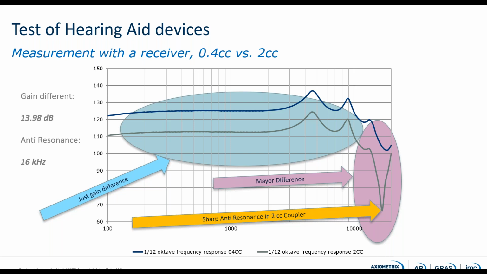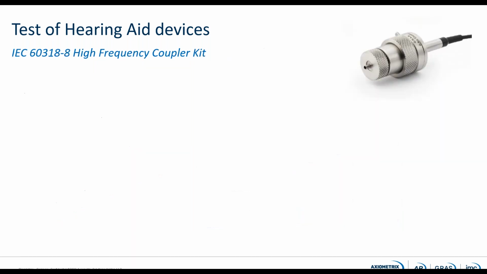So the 0.4 cubic centimeter can be used up to higher frequencies, and that's the reason why we need this type of coupler.